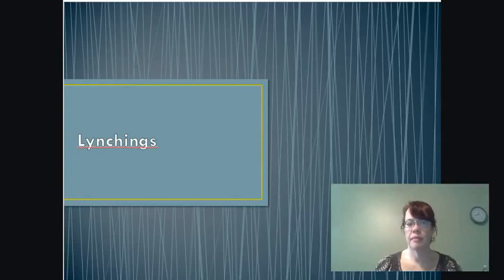Hello all. Our last lecture this week is about lynchings. The period of the late 19th century after the Reconstruction to the early 20th century is often called the nadir of race relations. And nadir just means low point. And this period saw a severe rise in lynchings and activities of groups like the KKK.